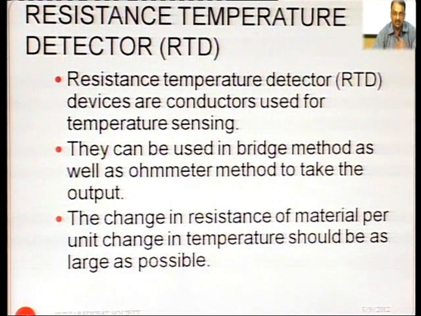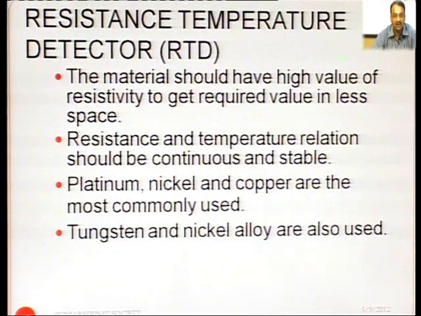Then next is the resistance temperature detector, RTD. RTDs are resistance temperature detector devices, conductors used for temperature sensing. They can be used in the bridge method as well as the ohmmeter method to take the output. The change in resistance of the material per unit change in temperature should be as large as possible. The material should have a high value of resistivity to get the required value in less space.